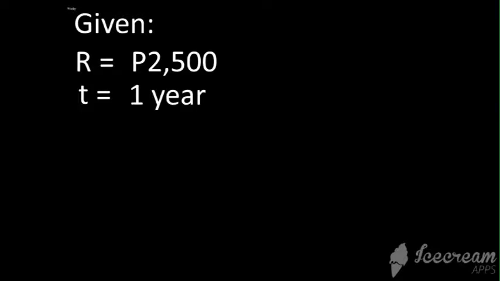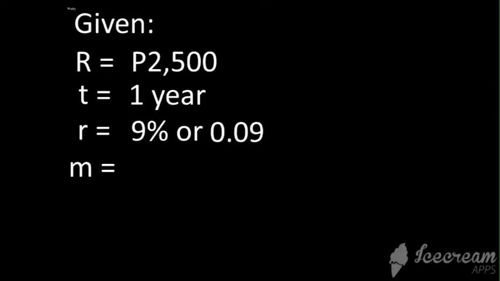Let's jot down the given for this problem. The regular payment is 2,500 pesos. The time is 1 year. Rate of interest is 9% or 0.09. The frequency of conversion is 12. And the total number of payments is also 12.